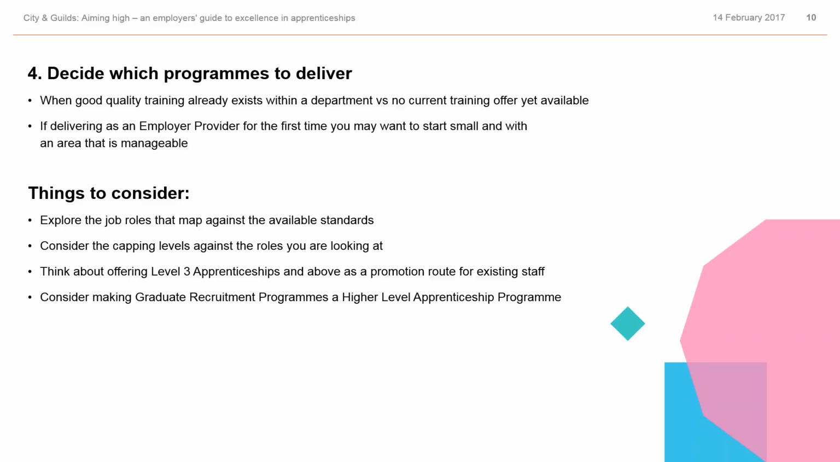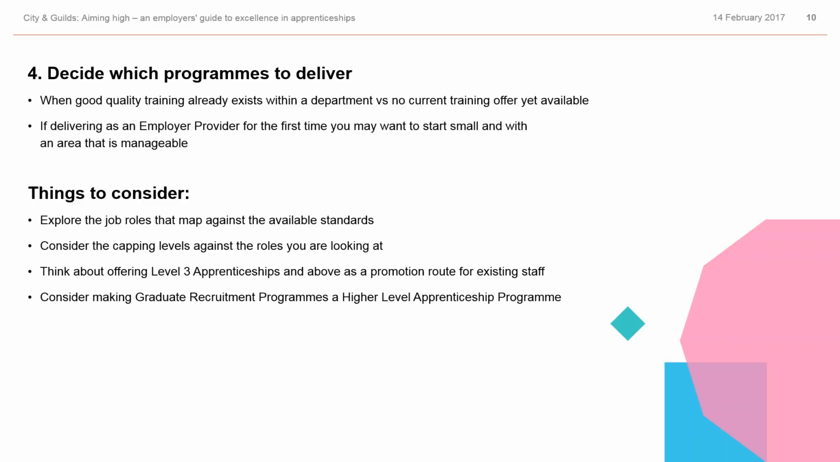Depending on the roles that you decide to offer, you will want to think about whether you're going to be an employer provider, use your levy, work with a training provider, or do a mix of both. But just a little bit of a recap, remember that you're going to need to be on the register of apprenticeship training providers if you want to deliver to anyone, even if it's only a small part. You have to be on that register.